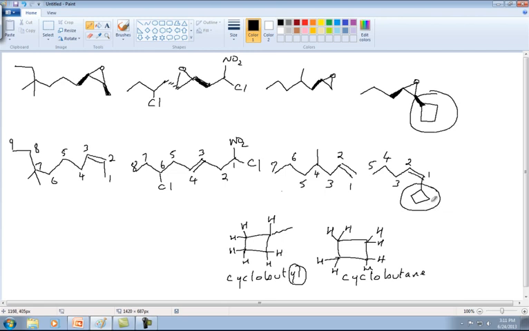So the name of this then would be, based on the alkene, 1-cyclobutyl-1-pentene, and it's going to be cis because this is a cis double bond, so I'll put a cis out the front. And the name of the epoxide would be cis-1-cyclobutyl-1-pentene, then a space, and then the word oxide, and that would be the name of our epoxide here.